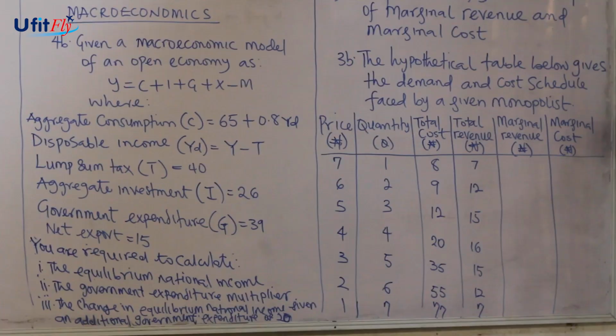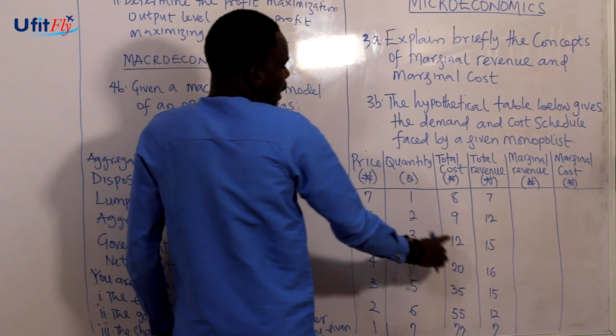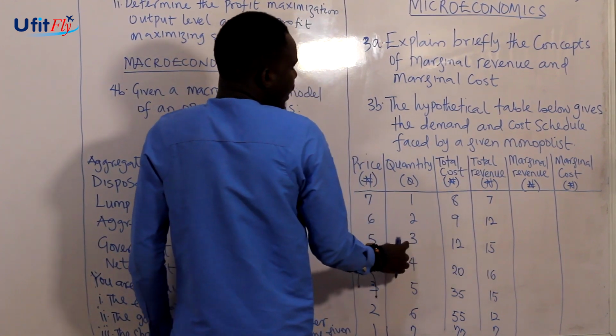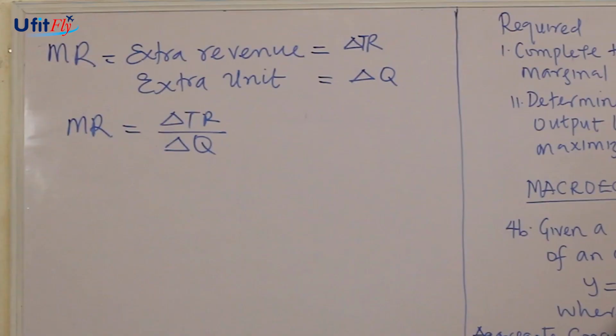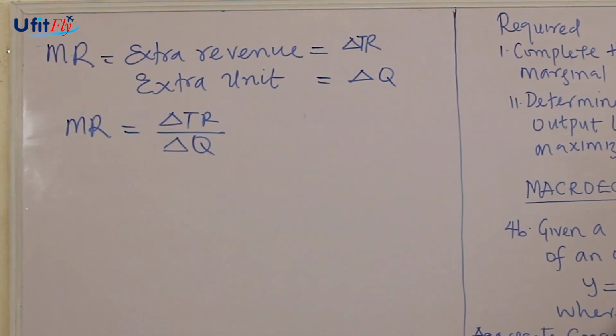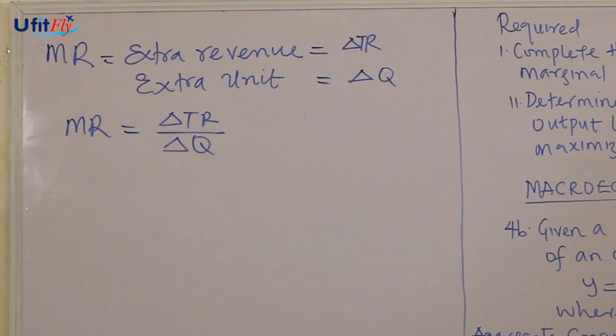From the illustration, as at the time 12 naira was made as revenue, the extra unit sold is 1 because 2 minus 1 gives 1. As at the time 15 was made, also the extra unit sold was 1. How do we derive the value? The extra revenue implies change in revenue, while the extra unit implies change in the unit sold. That is, change in total revenue with respect to change in the unit. Therefore, our marginal revenue is change in total revenue with respect to change in the total unit sold.